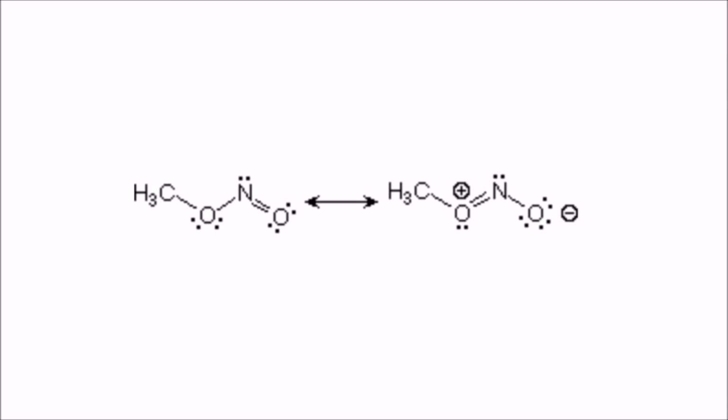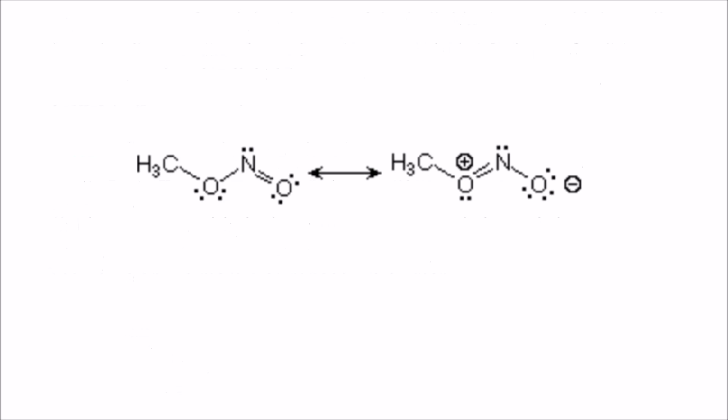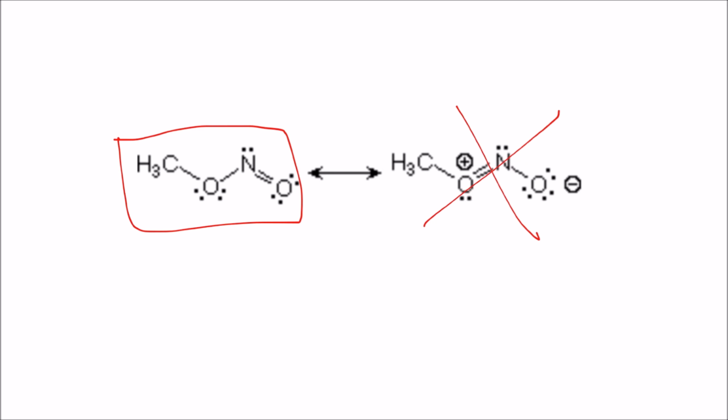So we would move to step 2. Step 2 says the structure with the least amount of formal charge is better. Okay, over here we have two elements with formal charge on them. Over here we have 0 elements with formal charge on them. That automatically means this should be the better Lewis structure. So if we were on a test and I asked you to draw the Lewis structure for this molecule, which I probably wouldn't because I think it's a little bit too big for you guys at this point, this would be the Lewis structure that I would expect you to draw. This one is not the very best one.